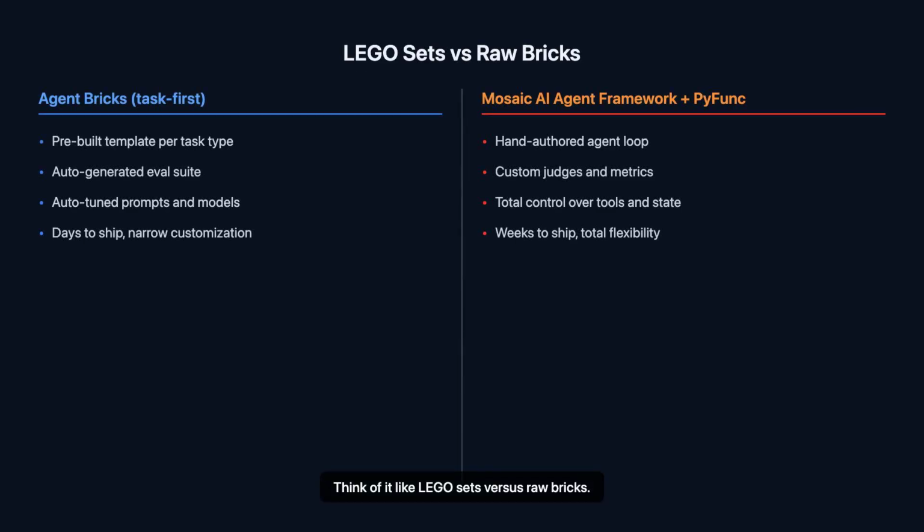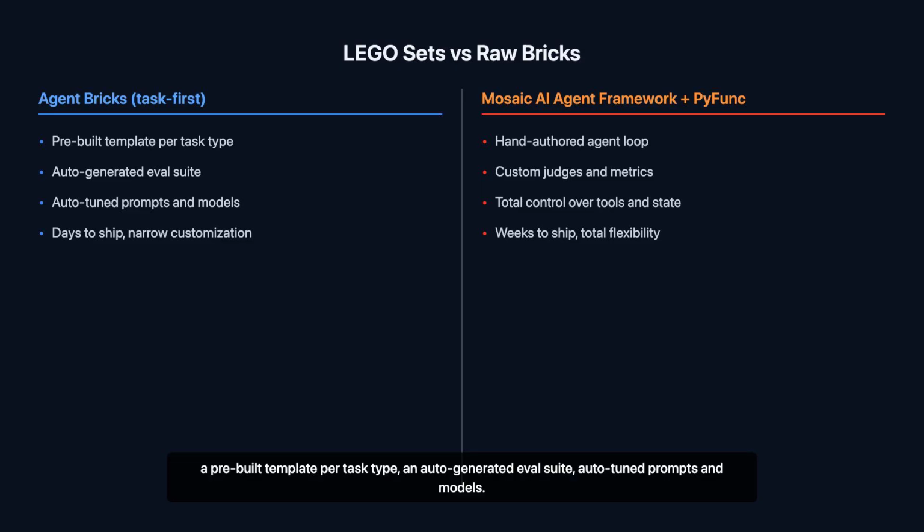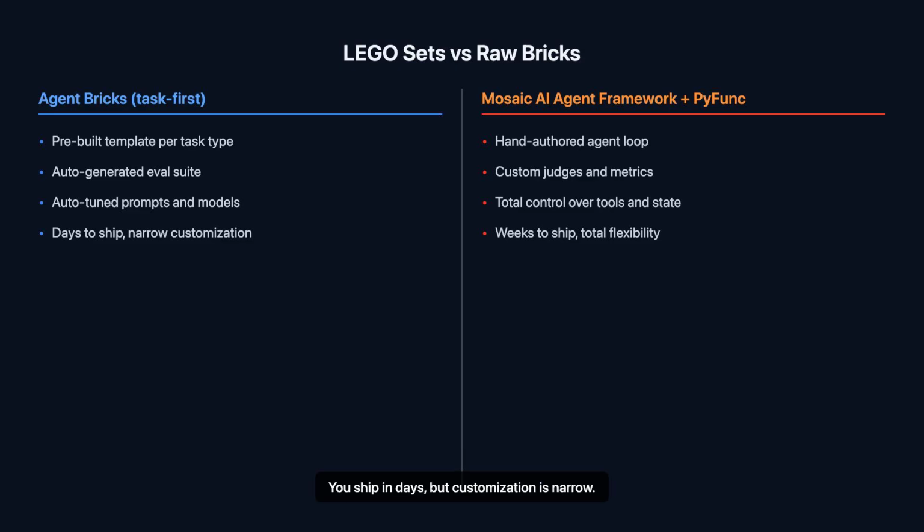Think of it like Lego sets versus raw bricks. On the left, Agent Bricks is the Lego set, a pre-built template per task type, an auto-generated eval suite, auto-tuned prompts and models. You ship in days, but customization is narrow. On the right, the Mosaic AI agent framework with a custom PyFunc gives you a bin of raw bricks, hand-authored agent loops, custom judges, total control over tools and state. You ship in weeks, but you can build anything. Knowing which mode the scenario is calling for is the core decision skill here.